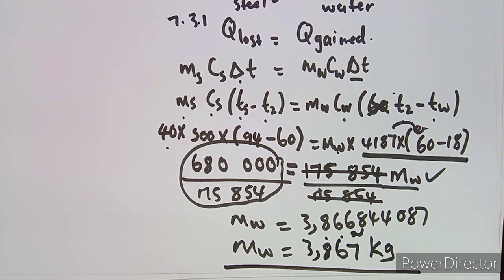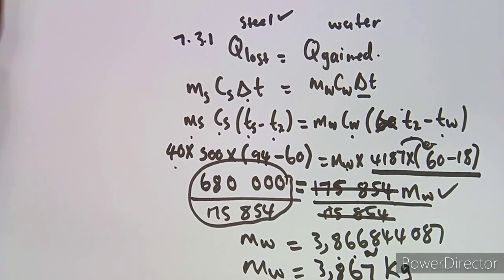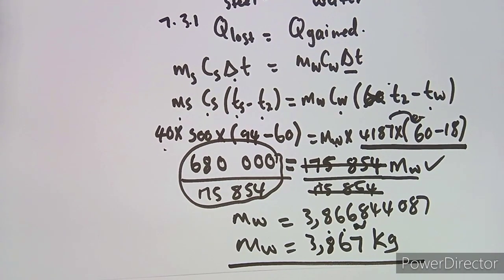So that's what you were supposed to do there in order for you to have the mass of water. You use the relationship between the heat that is lost and the heat that is gained. That is, heat lost is equal to heat gained. That is how you can calculate this. All right, so let's see another part.